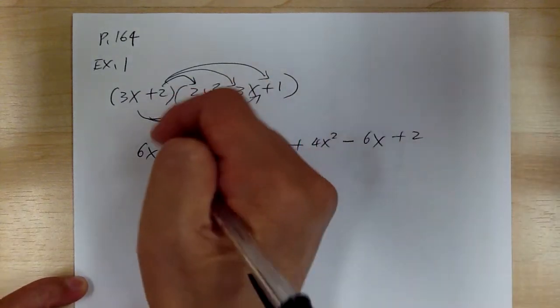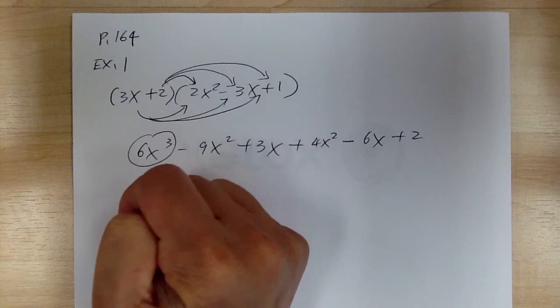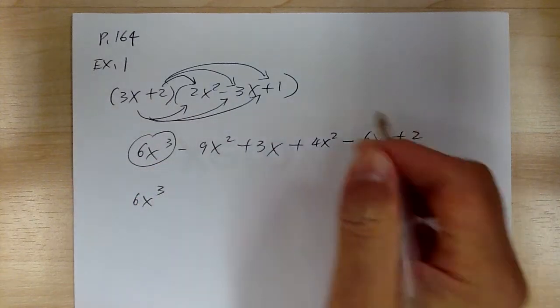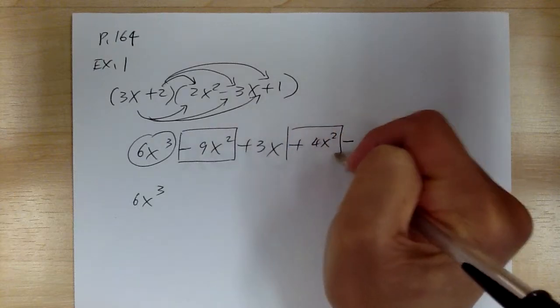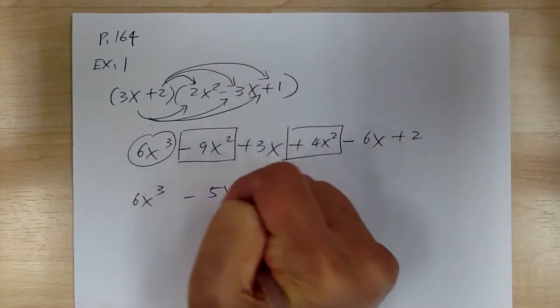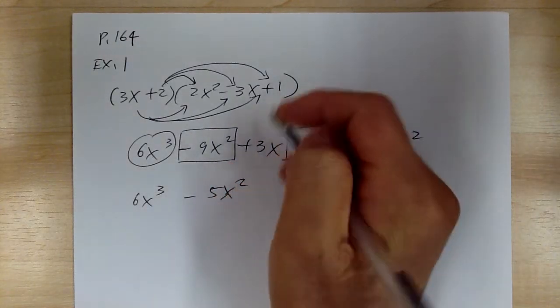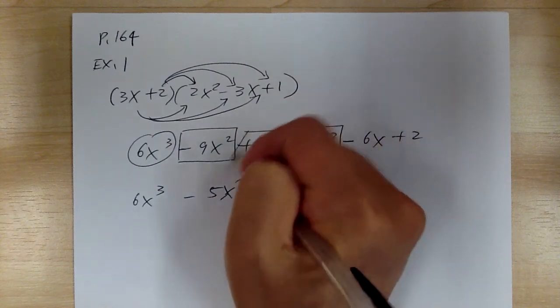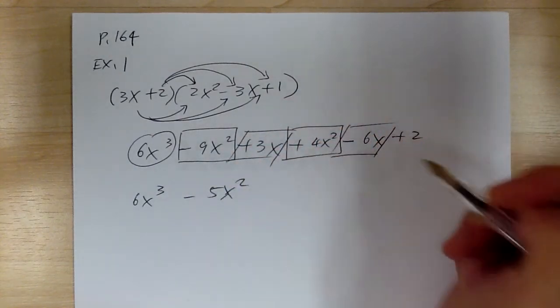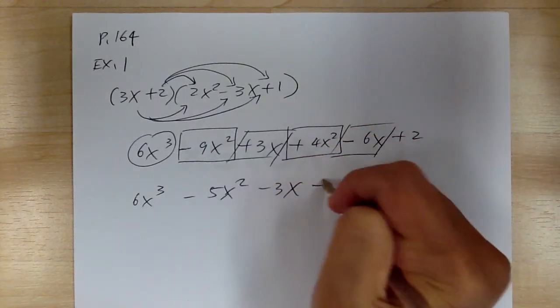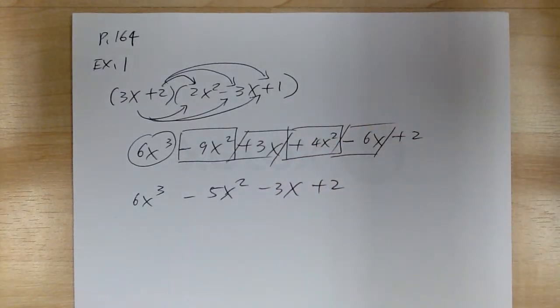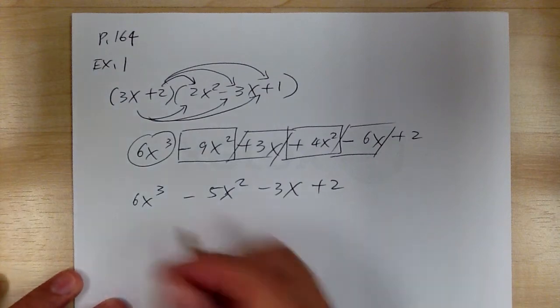So start with your highest degree term. So that's your 6x cubed. And then you go and get the x squared terms. So this one and this one. So minus 5x squared, and then you can use a parallelogram, practice your shapes, right? So this and this would be minus 3x, and the leftover is plus 2, and that's it. Okay? So that's how you do most of the multiplication.